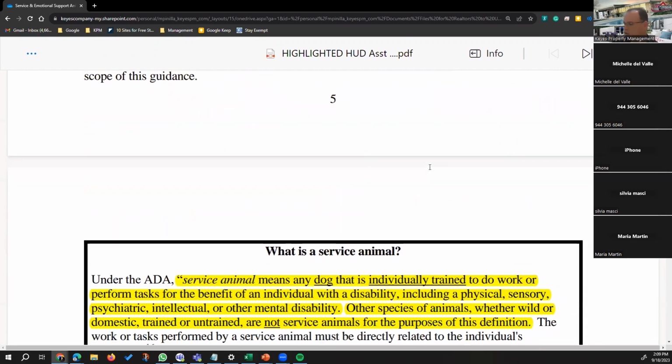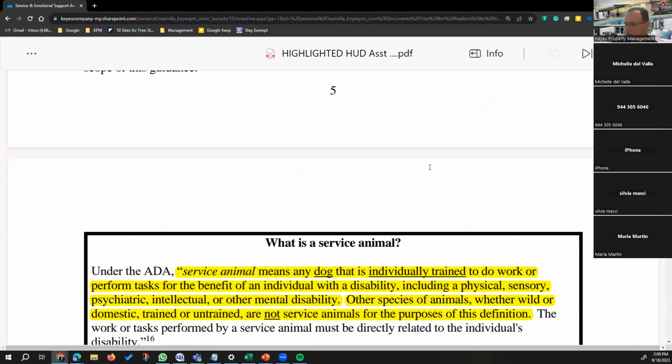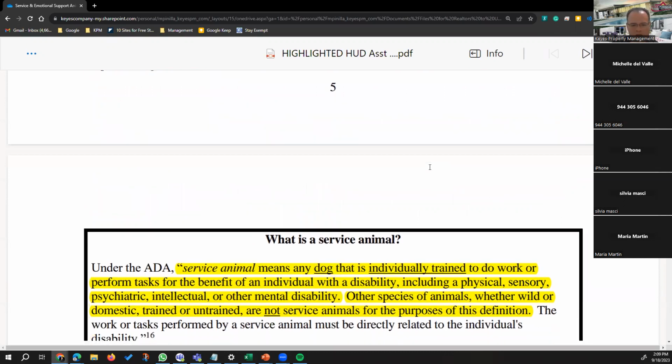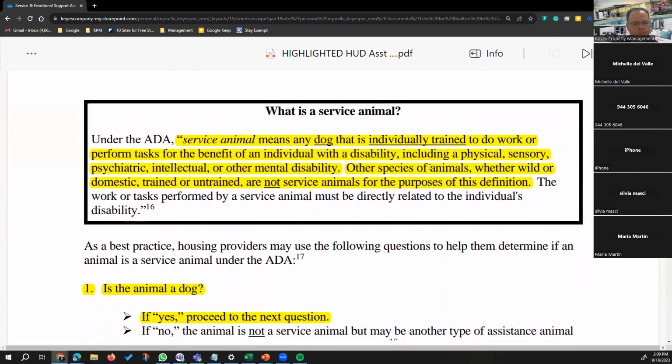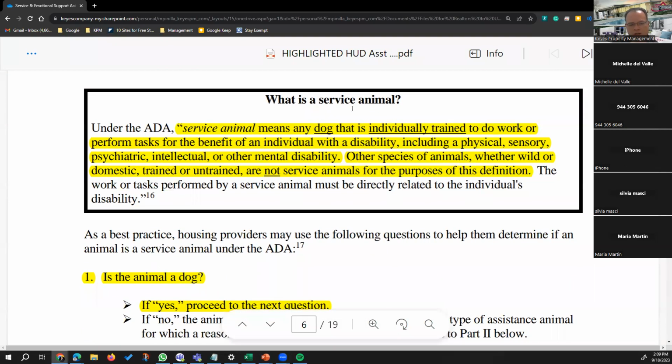And if anybody went to Rock the Market last week, they said it's one of the biggest hot topics for legal battles coming, right? So here it says, what exactly is a service animal? Service animal means any dog. And when I say dog, only dog. No cats, no turtles, no horses, no fishies, nothing. It is only a dog. A service animal is only a dog.